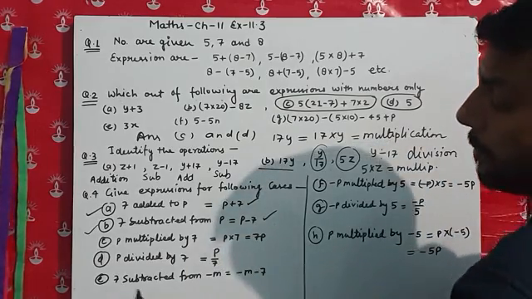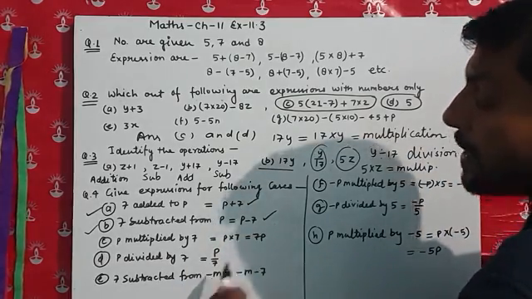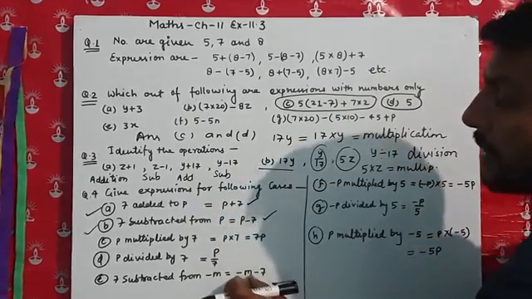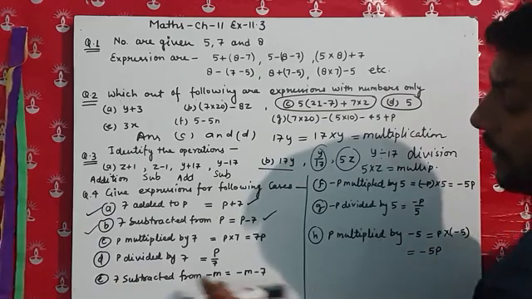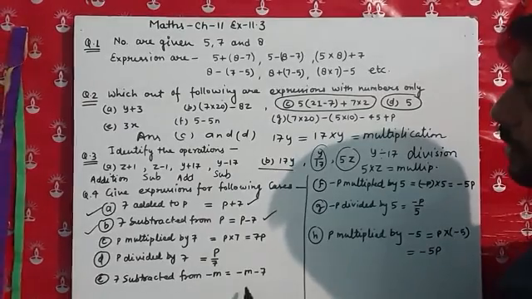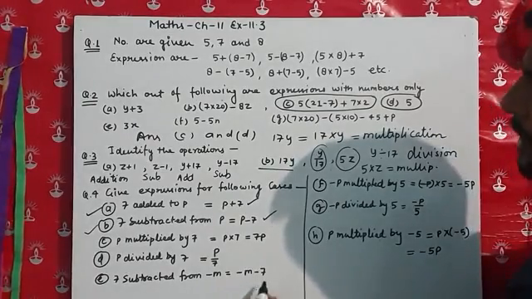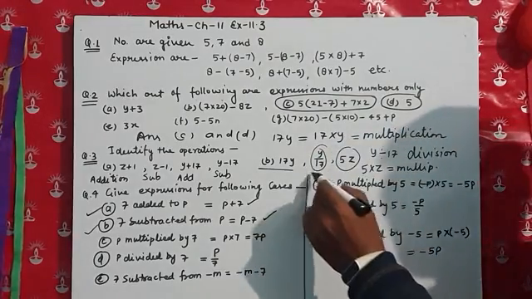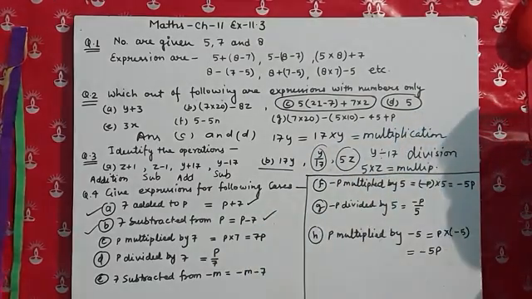Now going to the E. 7 subtracted from minus n. So first we will write down the minus n. Then we are going to subtract 7. So for subtraction we will use the minus sign. So here the answer will be minus n minus 7. Now we are going to the F part.